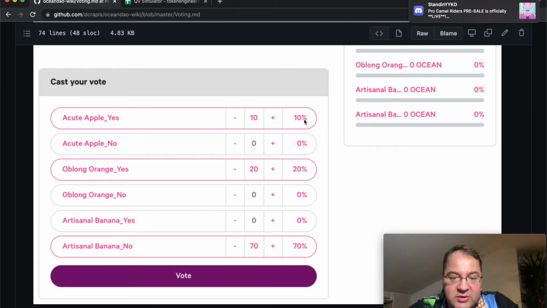In total you have 100%. This column here will always add up to 100%, and you can then distribute the votes. You could have 10% here and 10% yes and 10% no, so then it would cancel itself out, which doesn't make too much sense. But in the end, you can always distribute the votes according to whichever proposals you like.